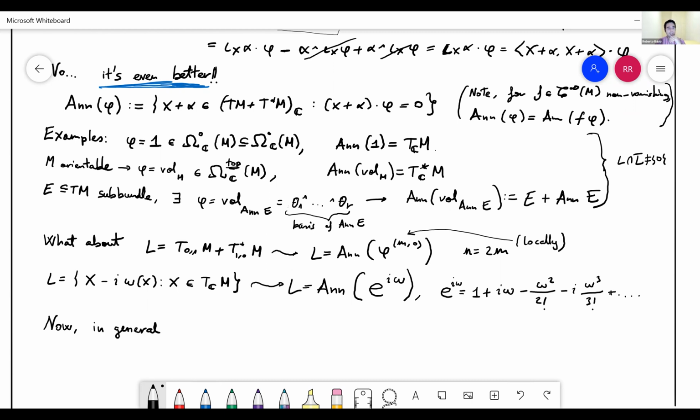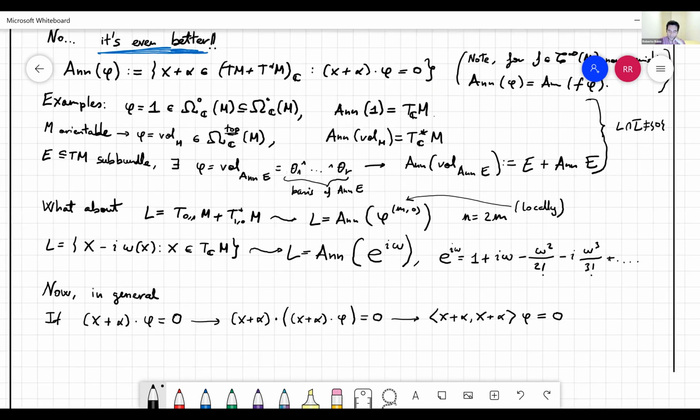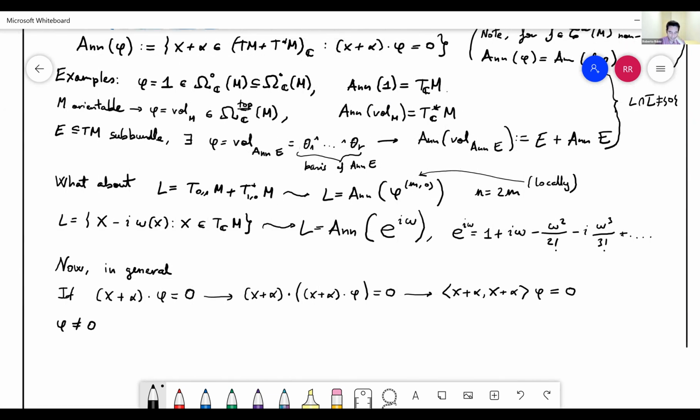If I have some element in the annihilator of phi, which is like this, if I act again, this will still be 0 because I'm acting on 0. But I know it's 0, and on the left-hand side I can develop it a bit more, and use this thing that actually the left-hand side, if I forget for a second it is 0, I would do this. And now I know this is 0. So whenever the element phi is not 0, then what I have is that x plus alpha equals 0 for any x plus alpha in the annihilator of phi.